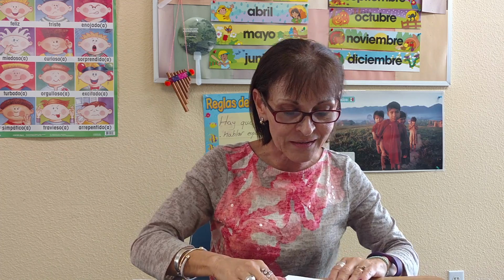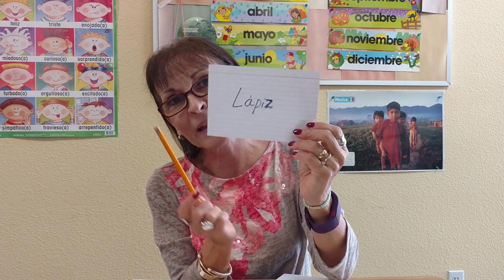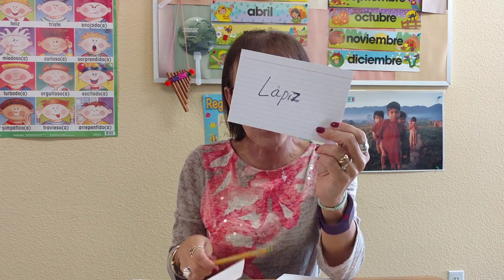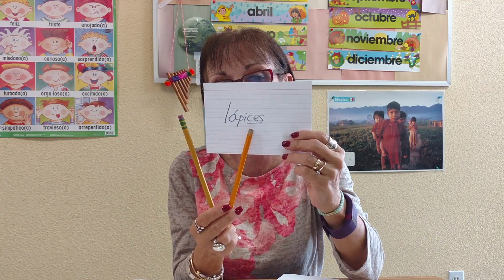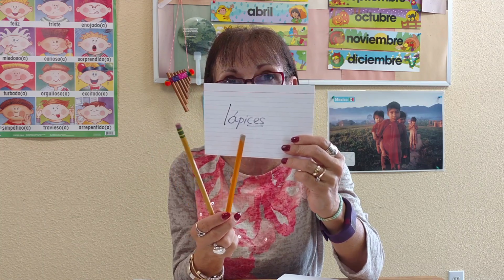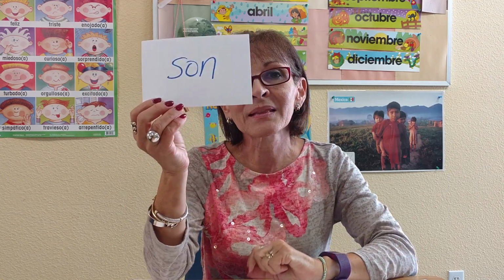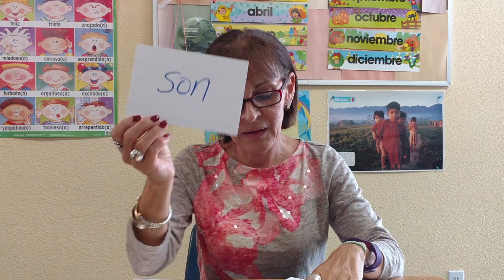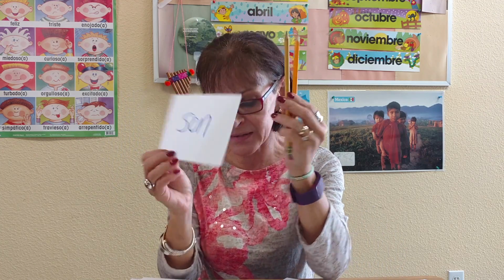Now there is another trick. We have a lápiz. And lápiz ends in a z. And that means one. If we have more than one, we have to say los lápices. And we have to pay attention that the Z changes into C and we add es. We are going to recognize the word es that we were practicing before, and now this is son. Es un lápiz, son lápices.